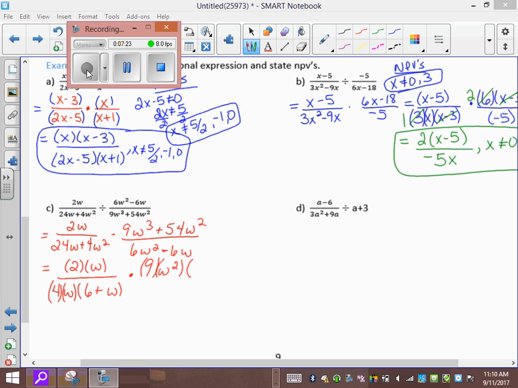9w cubed, take out a 9w squared. You're left with w. 54w squared divided by 9w squared, what are you left with? 6. And then the denominator, I can take out a 6 and a w. They'd be in their own brackets. 6w squared divided by 6w is w. 6w divided by 6w is 1, so it'd be minus 1.